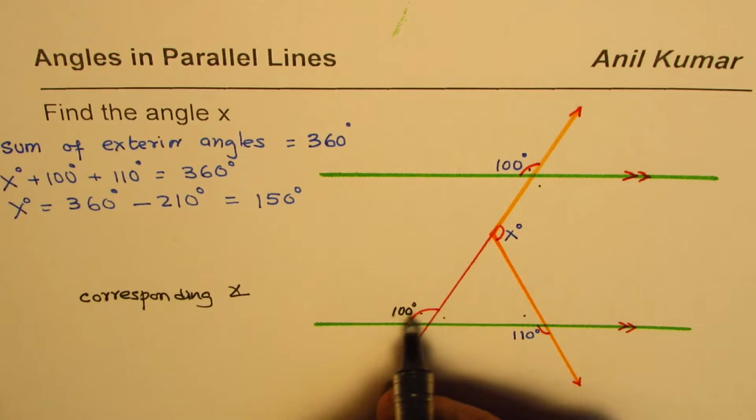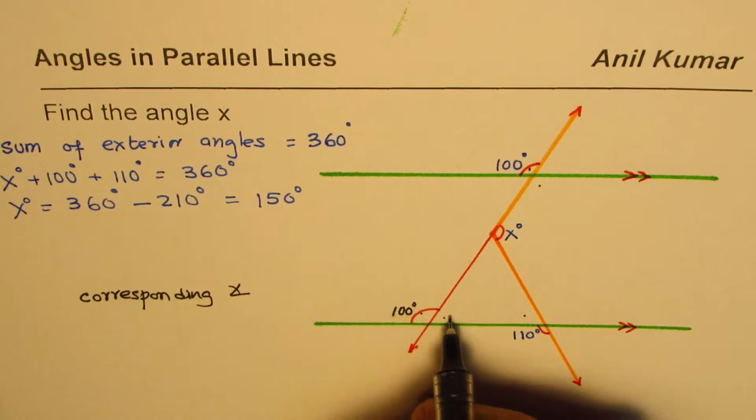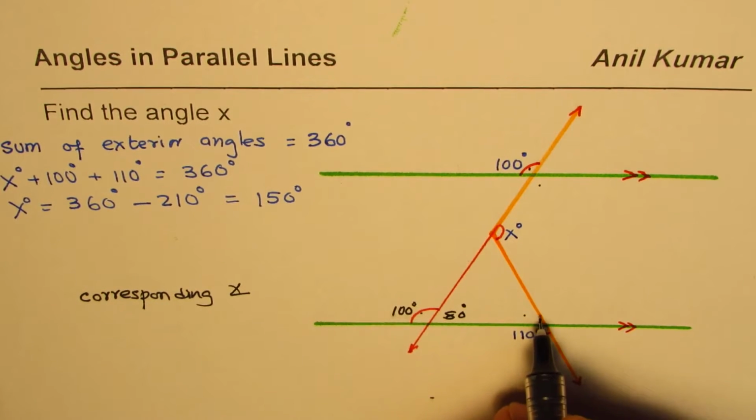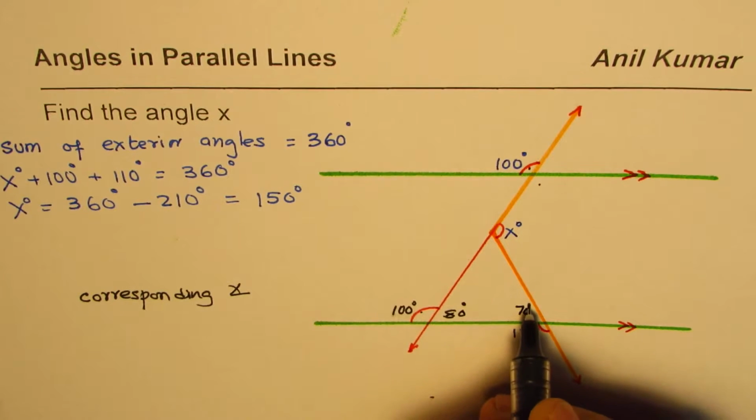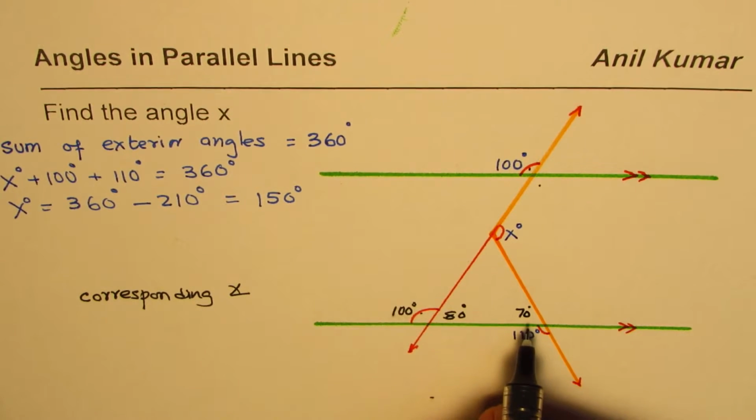Now this is a linear pair, a straight line. The sum is 180, so this has to be 80 degrees. This is also a linear pair, 110. If you take it away from 180, you get 70 degrees, correct? So that becomes 70 degrees.